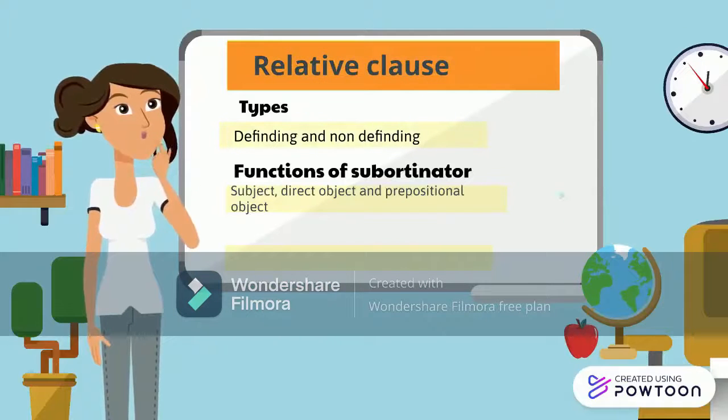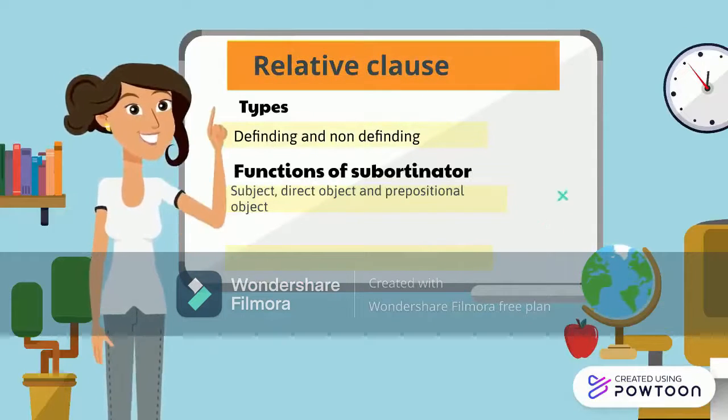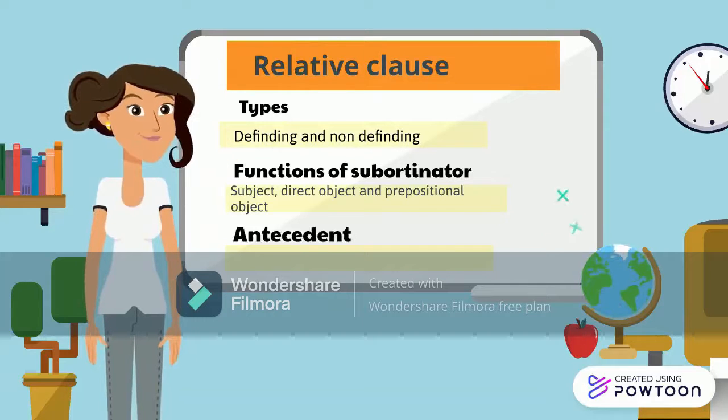Relative clauses have different types too: defining and non-defining. They have functions as subordinators, like subject, direct object, and prepositional object, and the antecedent, that is the noun or pronoun that the relative clause gives information about.